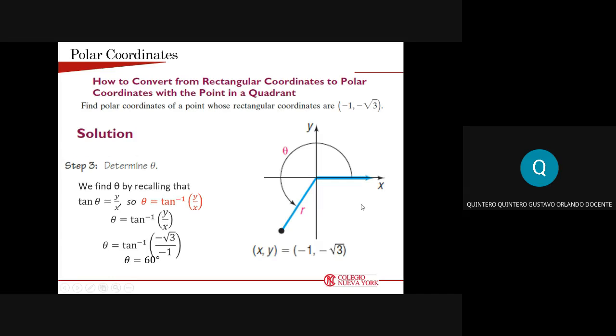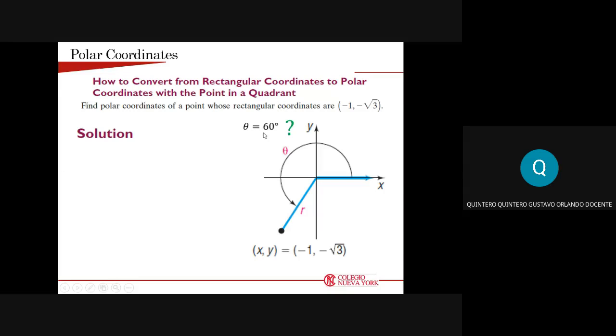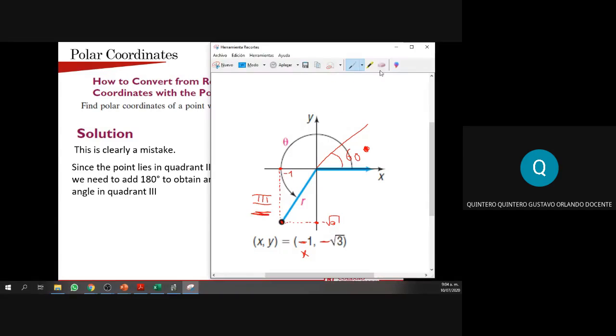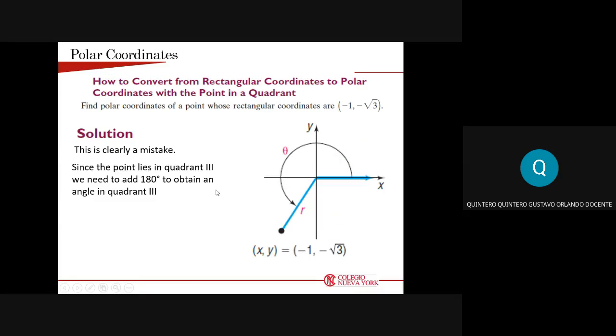All right, this is how you make the correction. Take a look at this. Theta, 60. What is that? No, this is clearly a mistake, right? The angle is not 60. We saw it already. Since the point lies in quadrant 3, remember, I show it here, this is quadrant 3, we need to add 180. This is the correction. This is what we have to add, 180, to obtain the angle in quadrant 3.